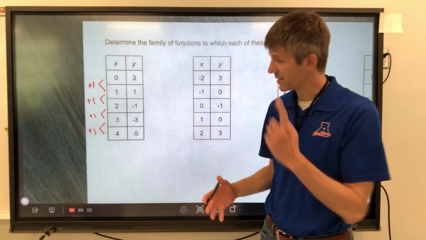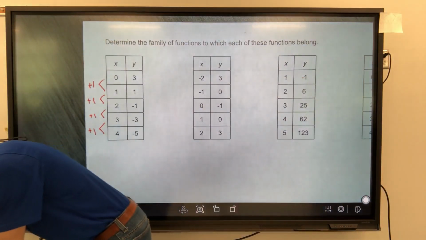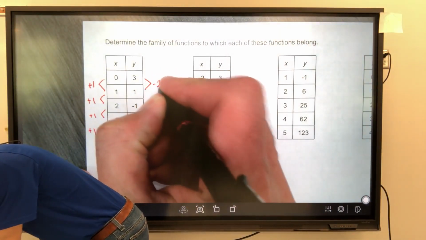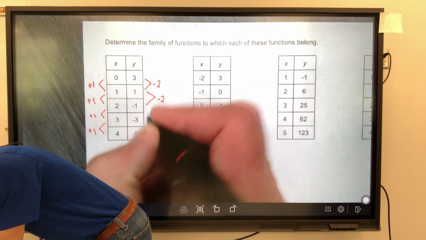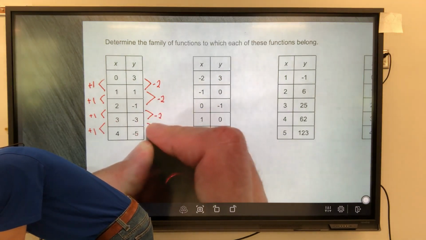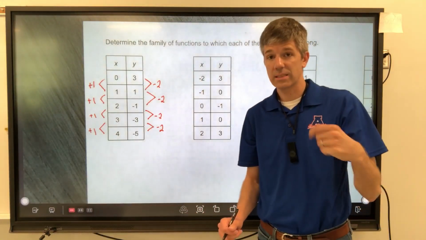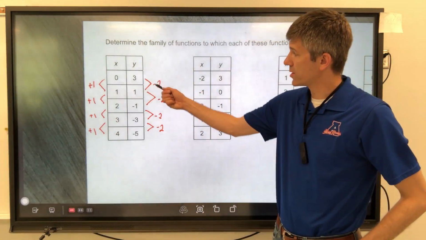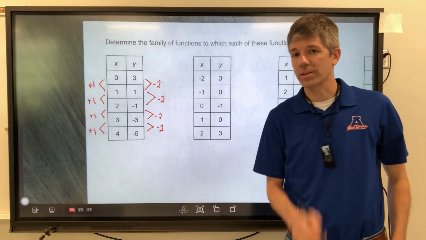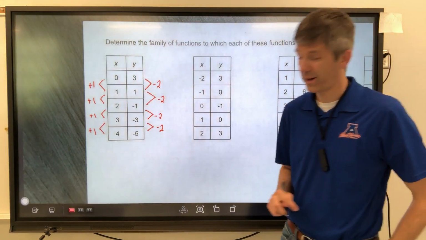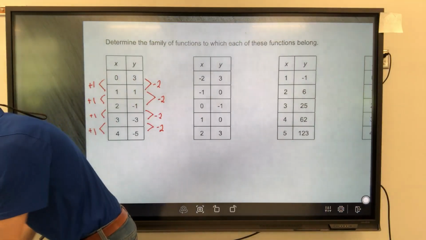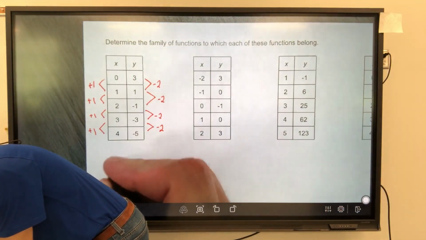And this actually is, and here's why. As we move from here to here, we're going down 2. So from here to here is negative 2, from here to here is negative 2. And here's the big idea: because of the consistency of the rate of change, this one is going to be linear. Now, we could also plot it and see that it's linear. So let me grab the purple pen. We're going to write down that this one is linear.